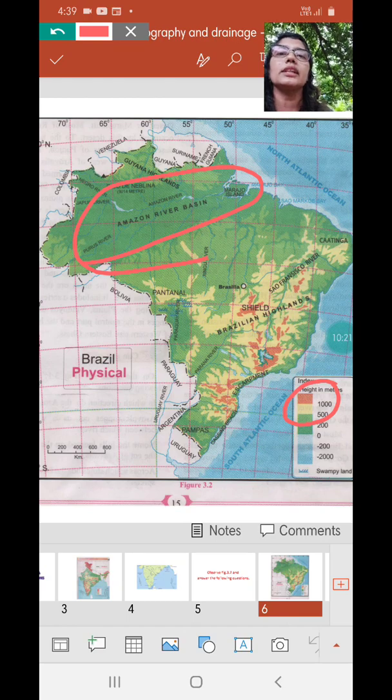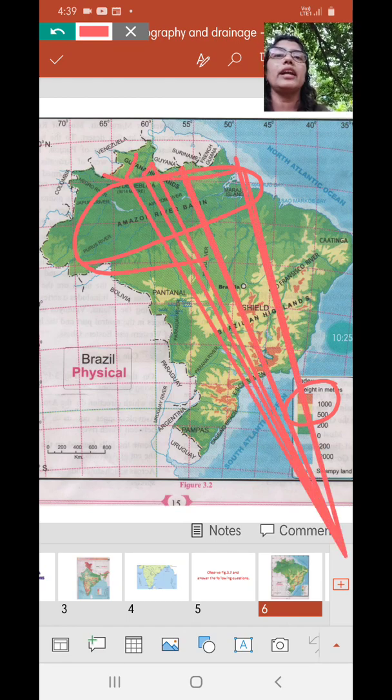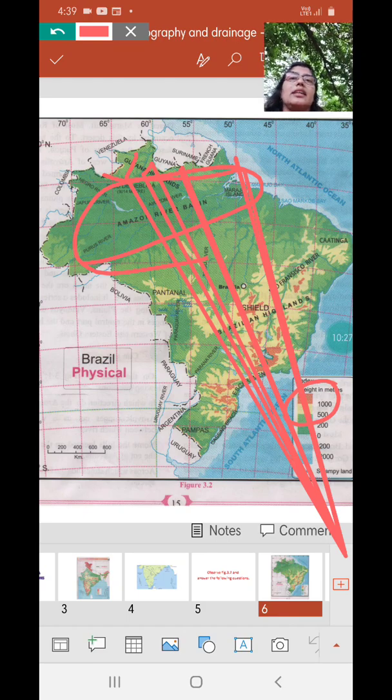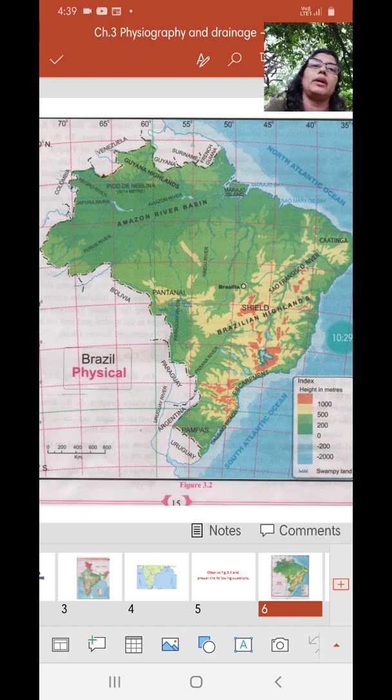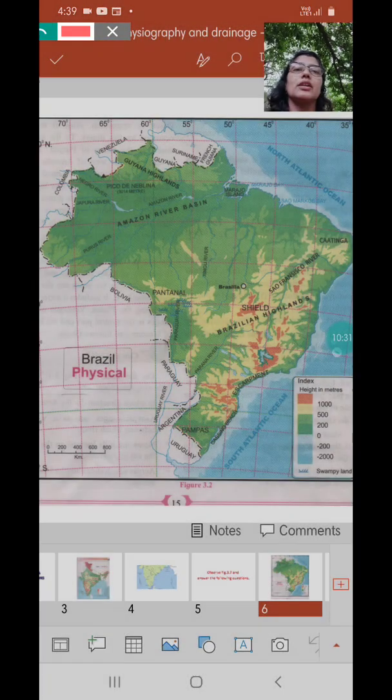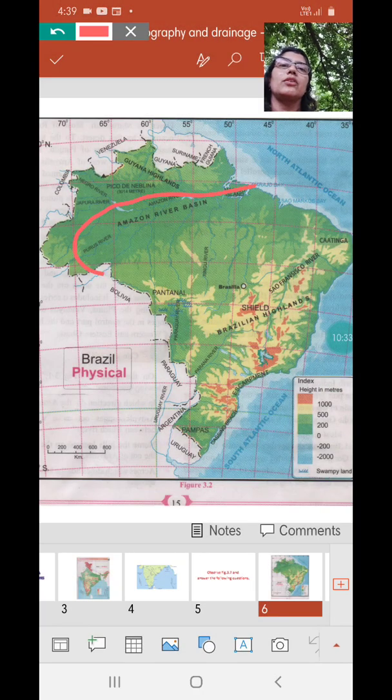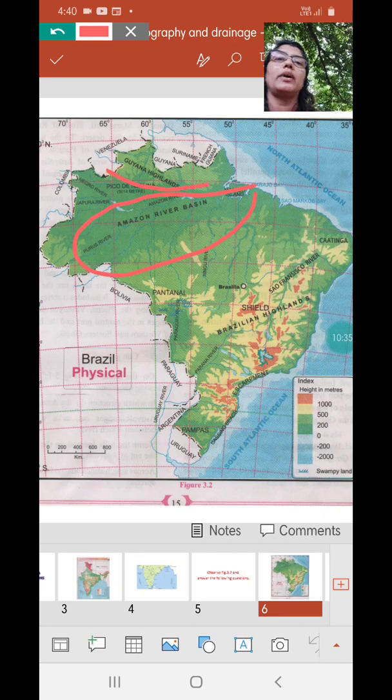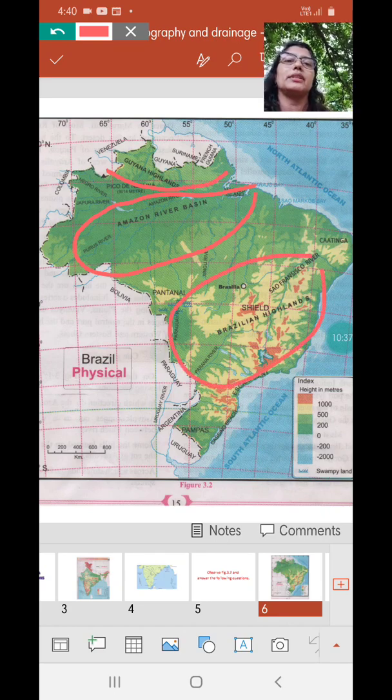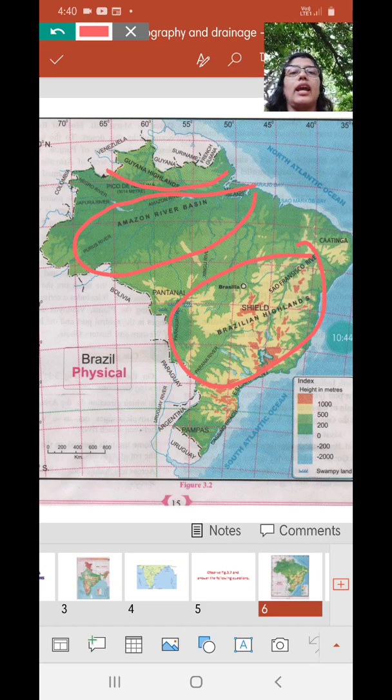If you look closely at your map here in this region, you find the Guiana Highlands and here, okay, sorry, there are lots of markings already over here, so I need to erase that. So this is our Amazon river basin. Here you have the Guiana Highlands and here you have the Brazilian Highlands. So the Amazon river basin lies between the Guiana Highlands in the north and the Brazilian Highlands in the south.